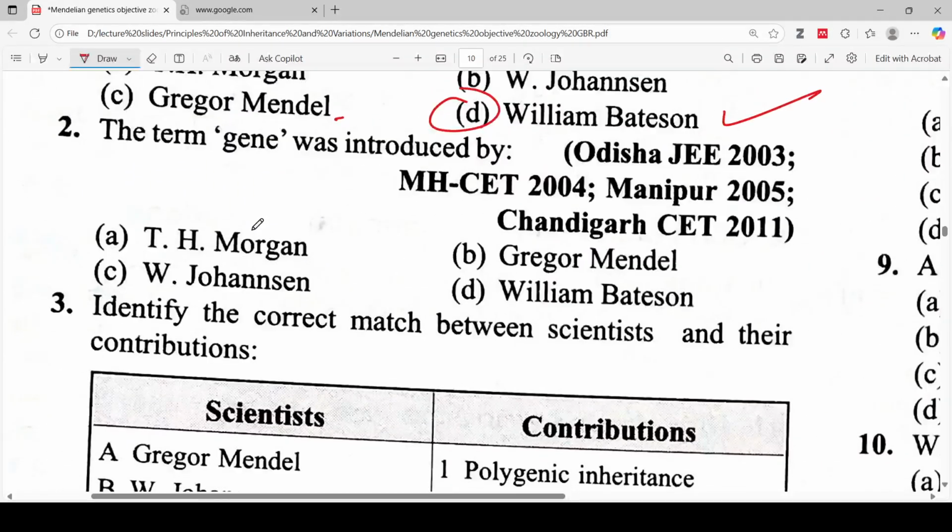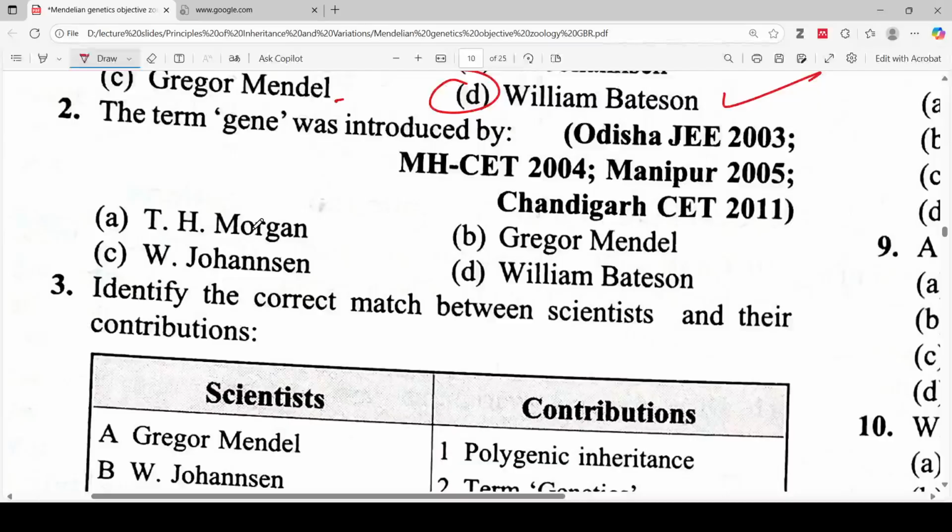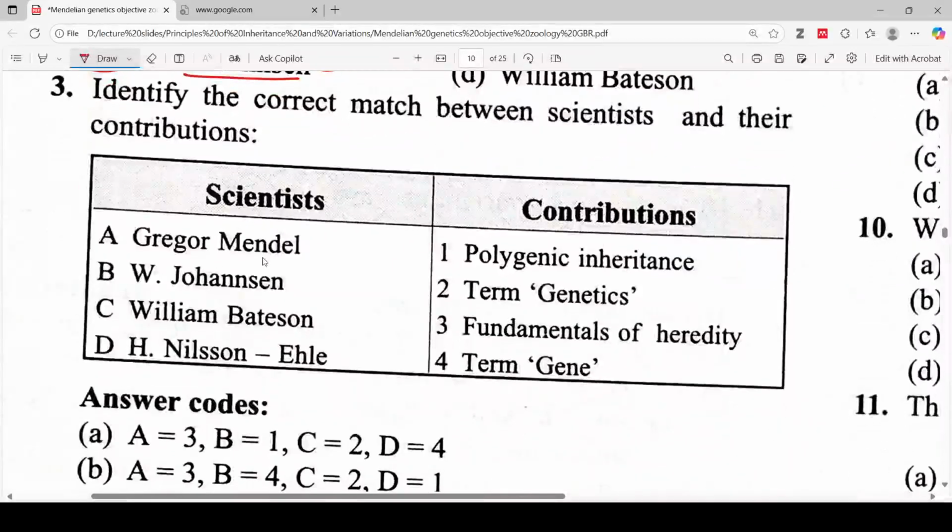The term gene was introduced by option A, T.H. Morgan, option B, Gregor Mendel, option C, Johansen, option D, William Bateson. The correct answer will be W. Johansen. Next question. Correct the match between scientists and their contribution.